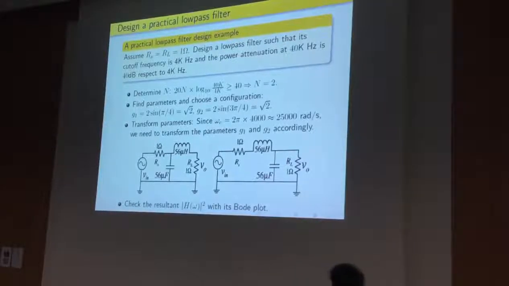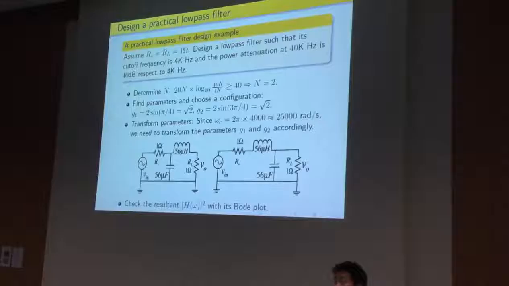Alright, so for this example, we can choose N equals 2, that's the optimal one, because this is the minimal N satisfying our requirement. Then for my low pass prototype, I have two components, L and C. I have two parameters, G1 and G2. For order equals 2, it happens that these two components have the same value, which are both square root of 2. This is just coincidence. You cannot generalize this to all the N. This just happened for N equal to 2.